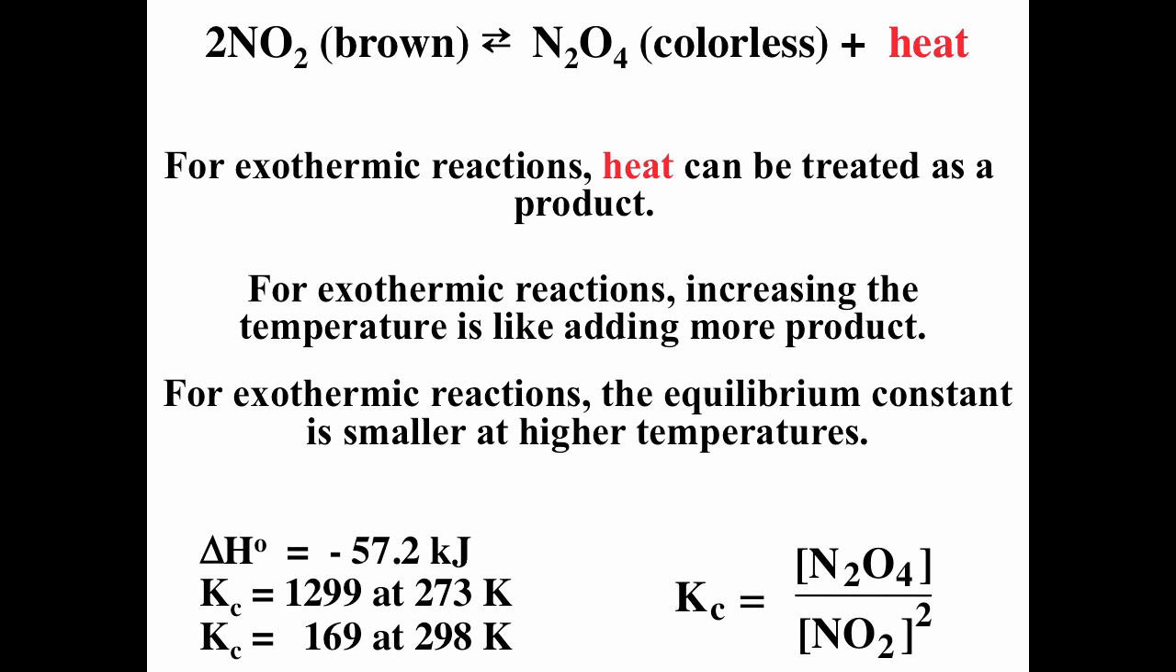And so for this particular reaction, at 273, K sub C is 1299. At 298, K sub C is 169. And so again, for all exothermic reactions, the equilibrium constant gets smaller at higher temperatures. For all endothermic reactions, the equilibrium constant increases with increasing temperature.